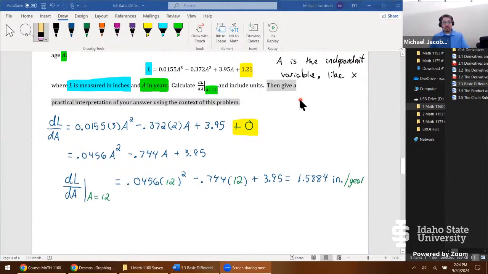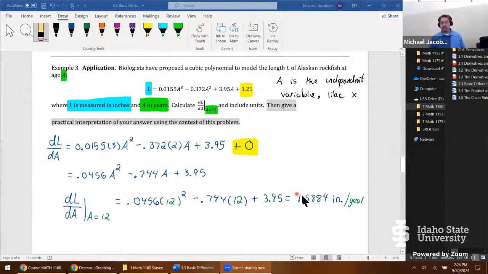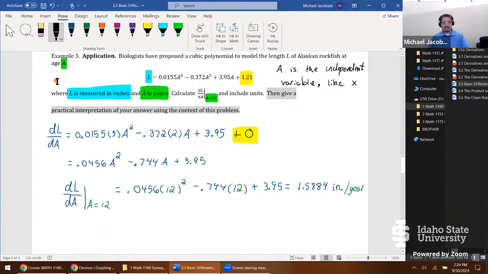So this is, again, the major step for us. We're going to say what that number really represents. And first, let me say what the incorrect answer is. It's really tempting when you see all this to say the length of the rockfish when it's age 12 is 1.5884 inches. Well, that's not quite right because the thing on the left is giving us a derivative. So for an interpretation like this one, I would probably write out something about like this.